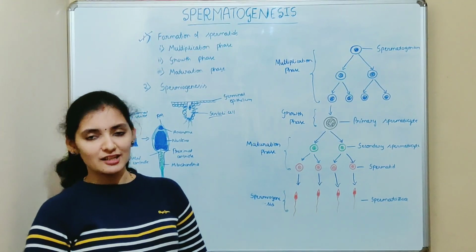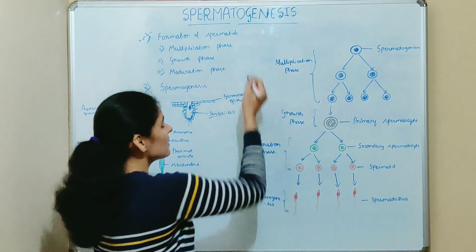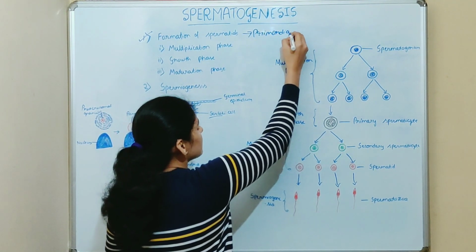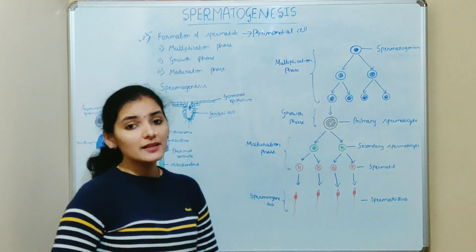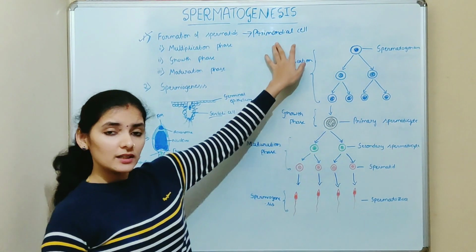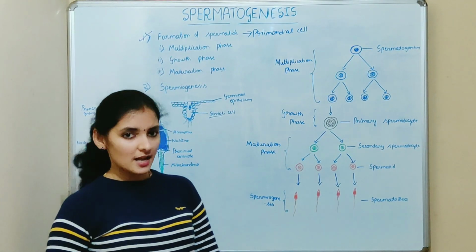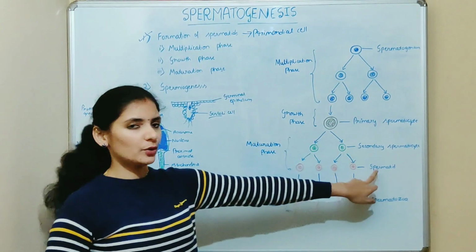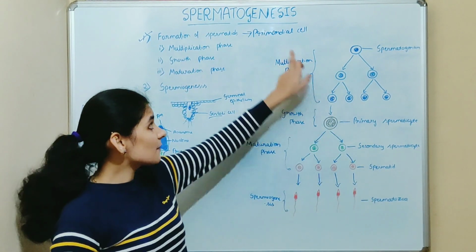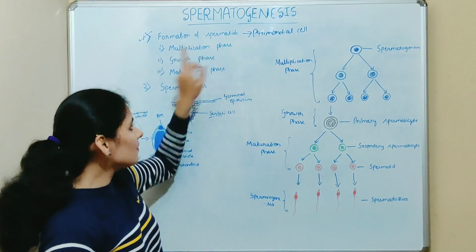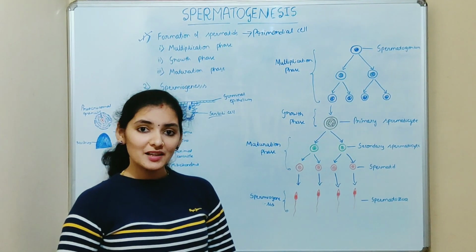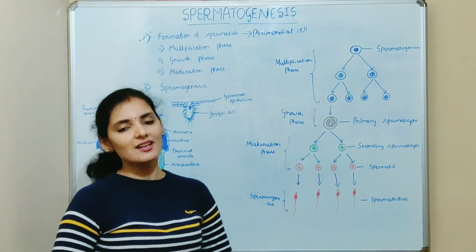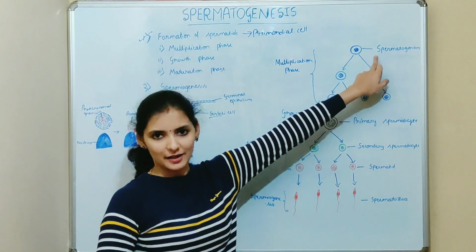The male germinal cell which produces a sperm is called a primordial cell. It is also called a primary germinal cell. This primordial cell has a large nucleus and it will undergo all these phases to produce spermatids. The first step undergone by the primordial cell is the multiplication phase. In the multiplication phase, this primordial cell undergoes continuous mitosis to produce cells called spermatogonia.